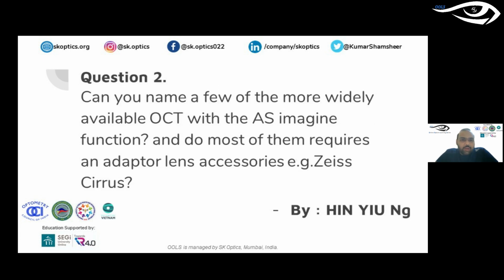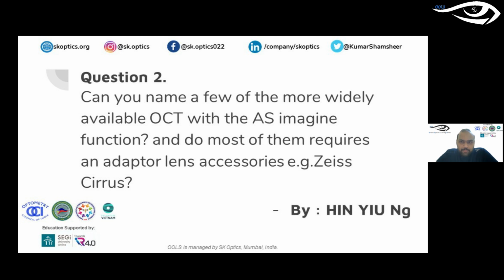Okay, let's look at another question. I think you did mention this, but let's see. Can you name a few anterior segment OCTs, if you have any experience with others other than the ones you have mentioned? And do most of them require any special adapter lens accessory?